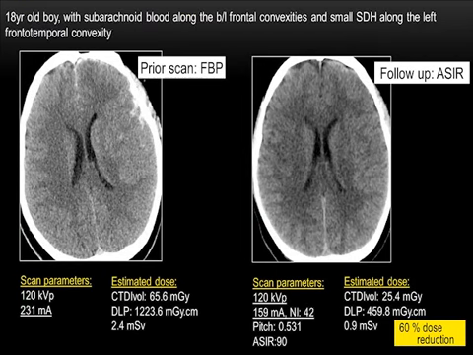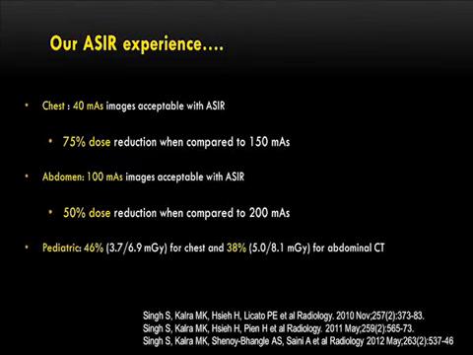And here's an example of a head CT with ASiR. This 18-year-old boy had some subarachnoid hemorrhage and some subdural hemorrhage. The prior scan was done with filtered back projection with a CTDI of 65, and the follow-up scan was done with a CTDI of 25. So that's roughly 60% dose reduction if you take the CTDI numbers. This was recon with ASiR, and a very comparable image quality. And I think noise is probably a little bit less on this side. So this is our experience with ASiR.